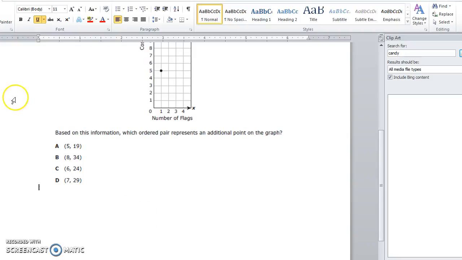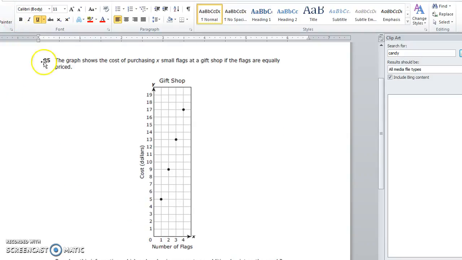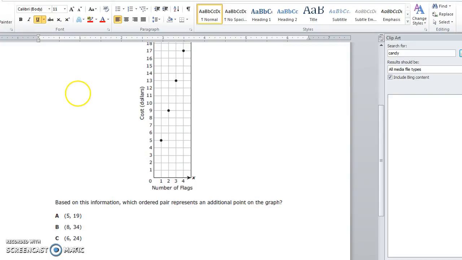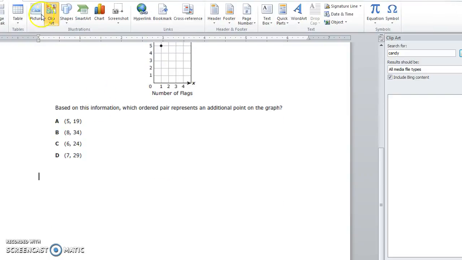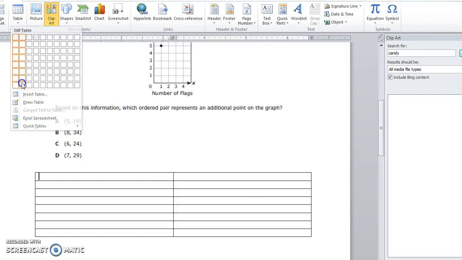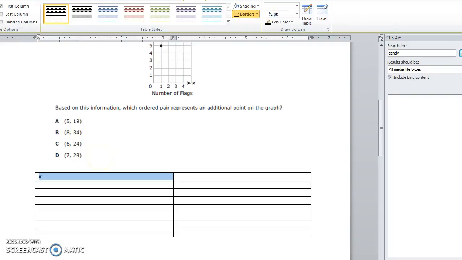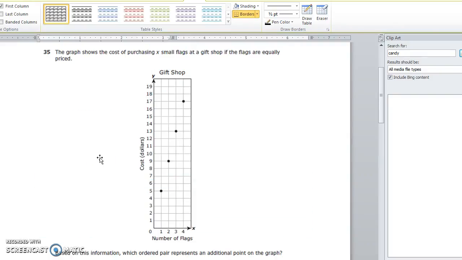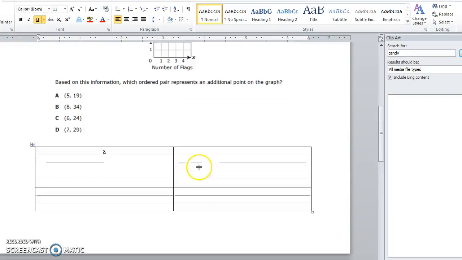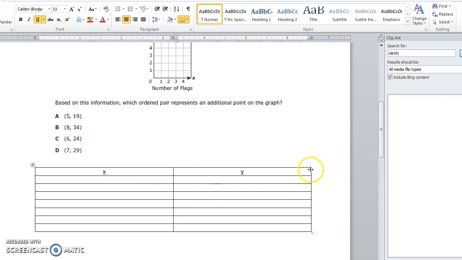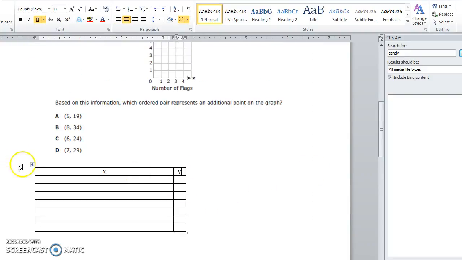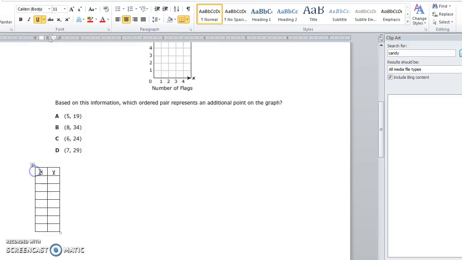So that's what I'm going to do. I don't have graph paper, so I'm going to make a pattern. So my first, let's do, so I'm going to make a table for my x's and y's. Let me make this look prettier.